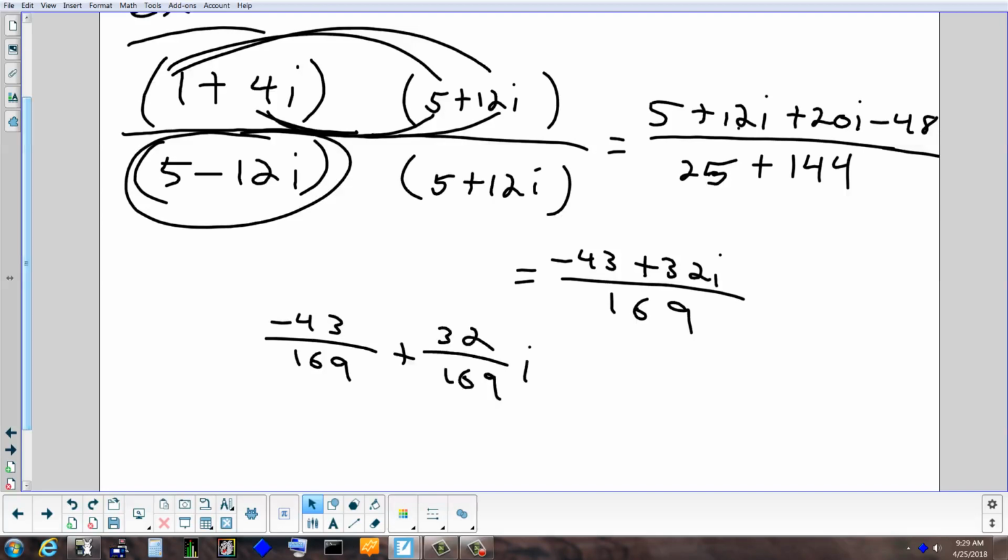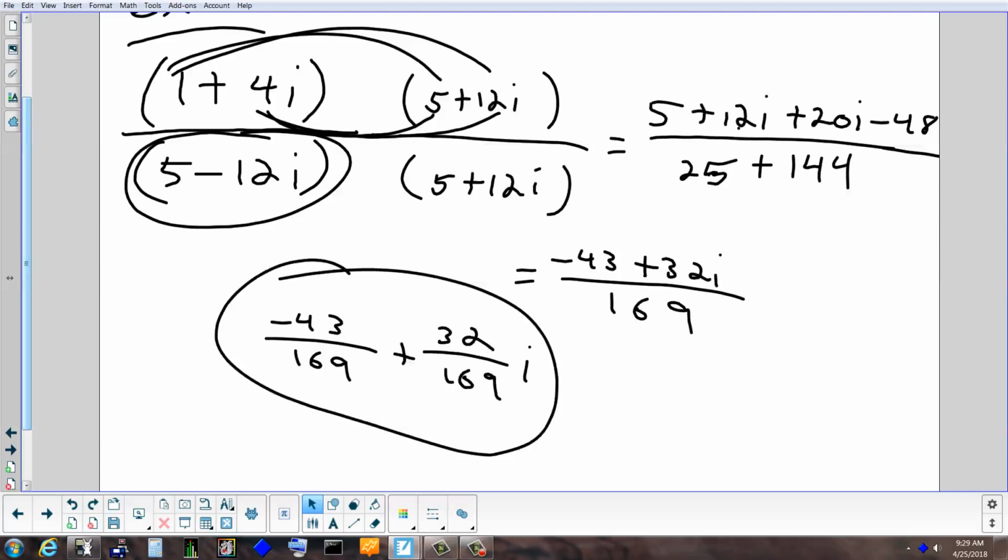Real part, imaginary part. Okay, now sometimes the question comes up, well, what if you ended up with a fraction like 8 over 10? Would you reduce it? Yeah. If you could reduce these fractions, you would. But in this case, I don't think you can. Okay. So any questions on dividing complex numbers?